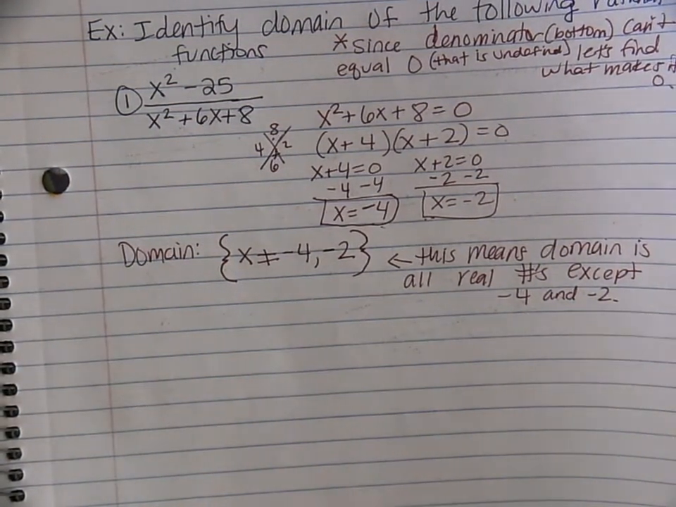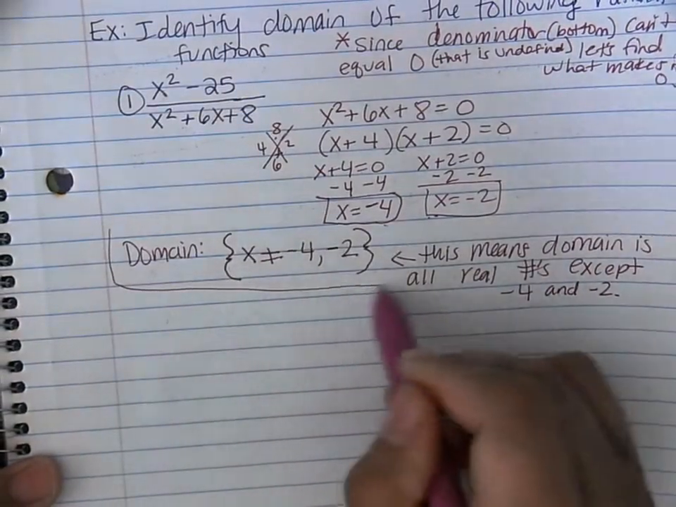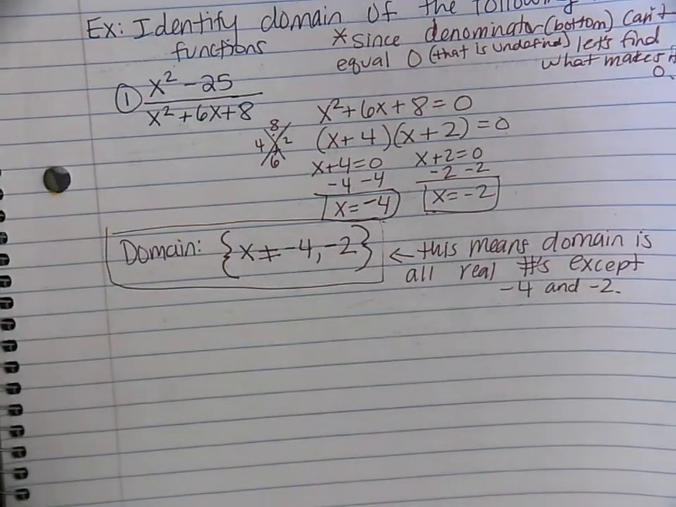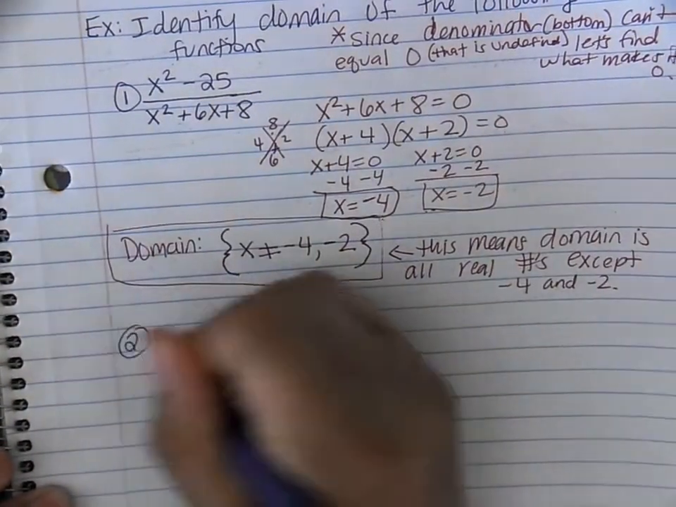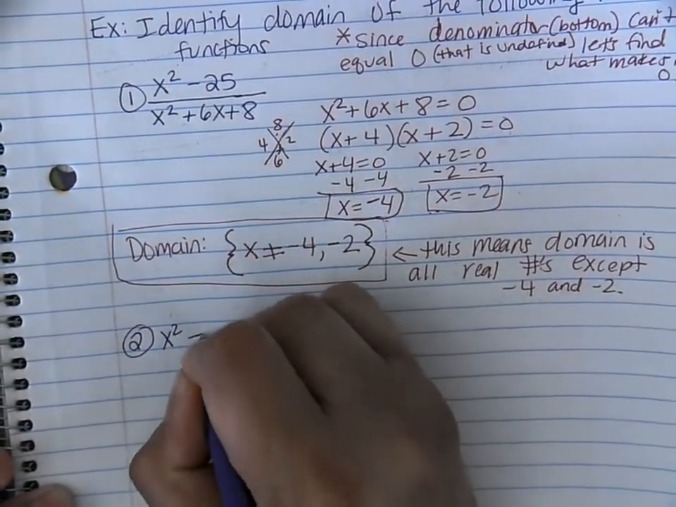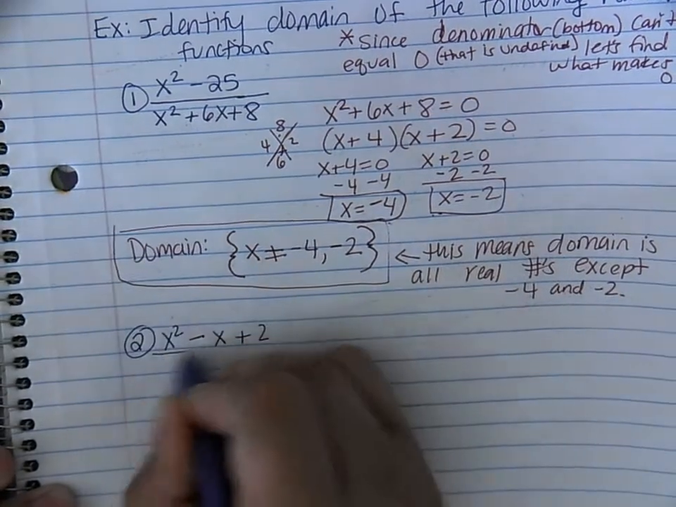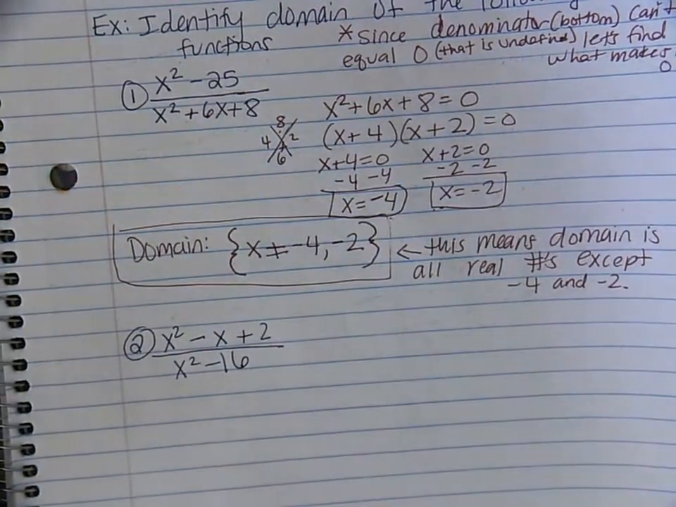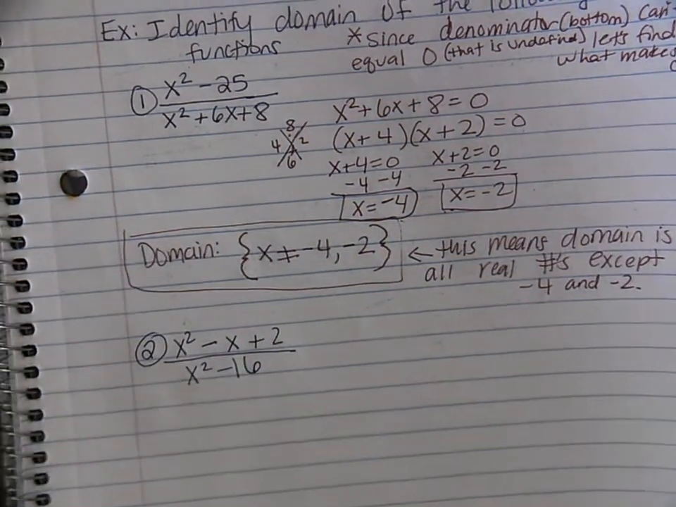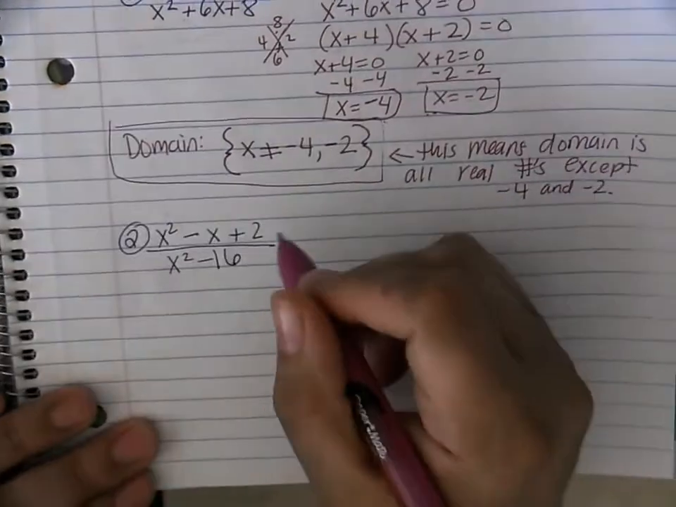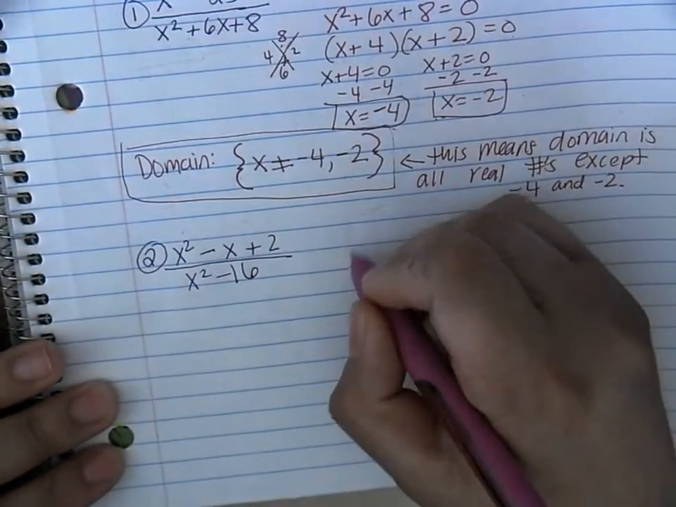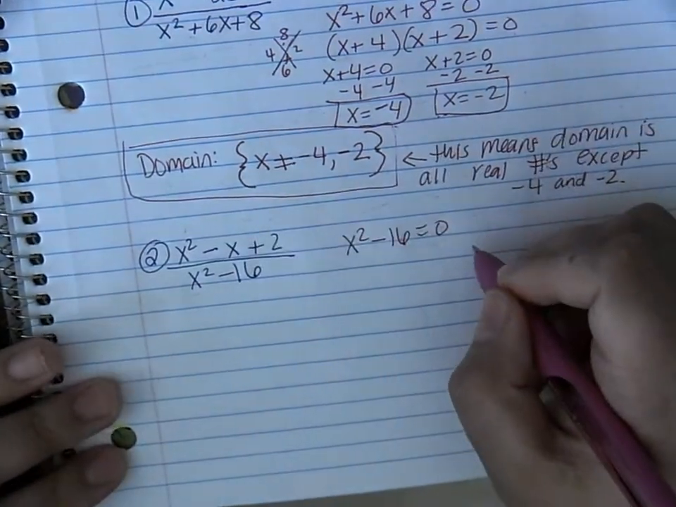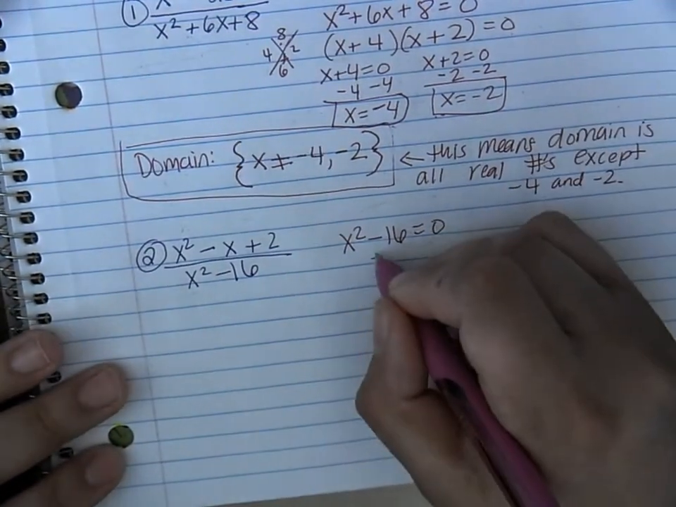All right, let's try another one. So again, that was the answer on this one. Looks like this. And then let's try another one, same idea, but a different type of equation. Let's say we have x squared minus x plus 2 divided by x squared minus 16. So again, to do this, you ignore the numerator. You're not doing anything special with the top. You're just taking the denominator and setting it equal to 0. X squared minus 16 equals 0. You can solve this using square roots or factoring, so it's up to you.